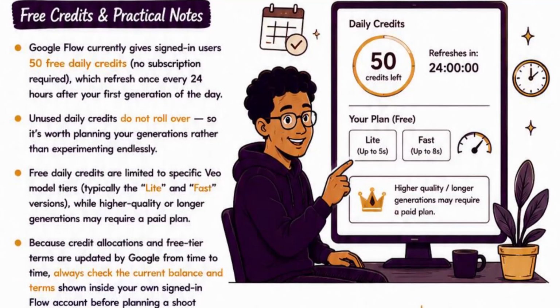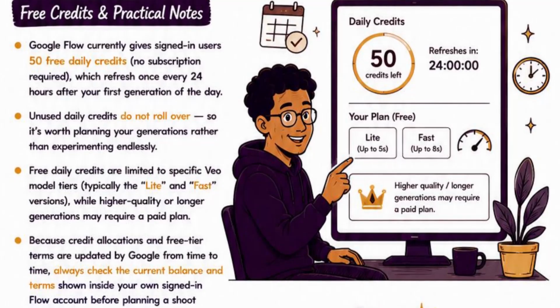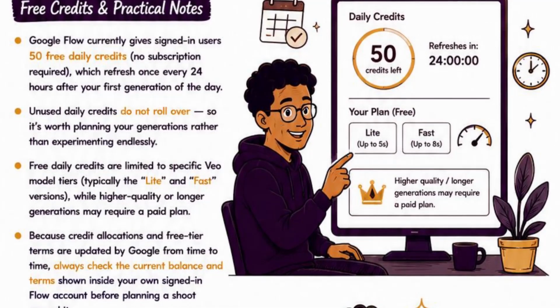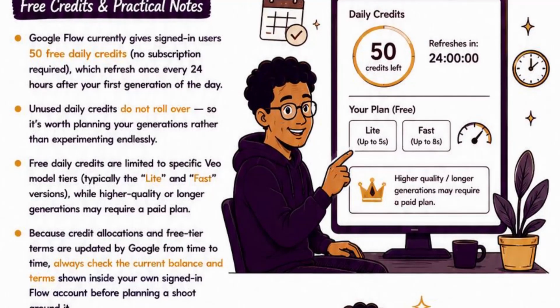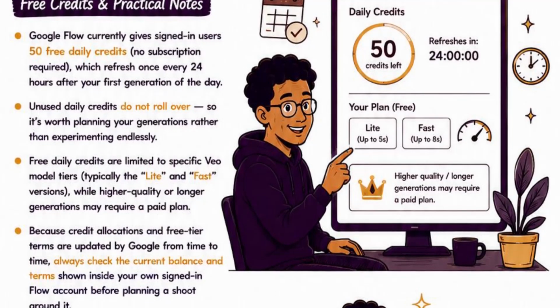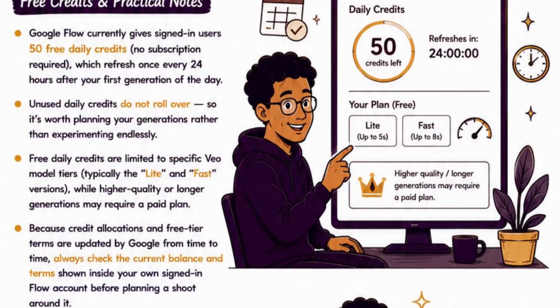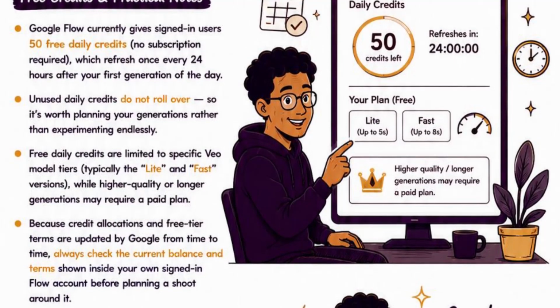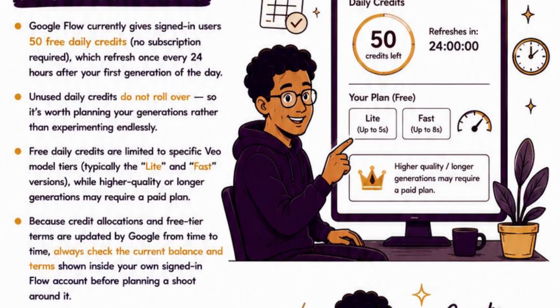Free daily credits are limited to specific Veo model tiers, typically the light and fast versions, while higher quality or longer generations may require a paid plan. Because credit allocations and free tier terms are updated by Google from time to time, always check the current balance and terms shown inside your own signed-in Flow account before planning a shoot around it.